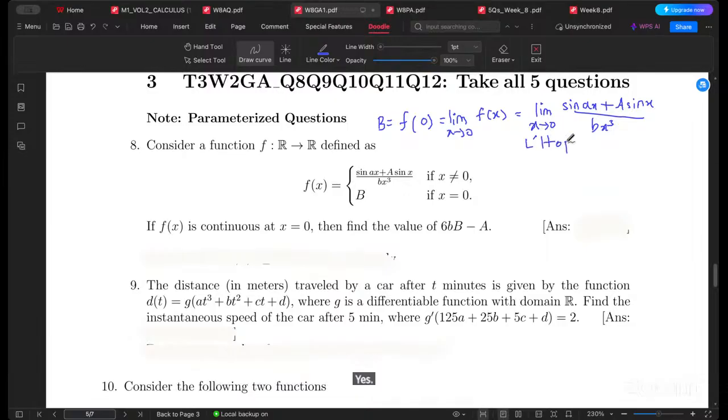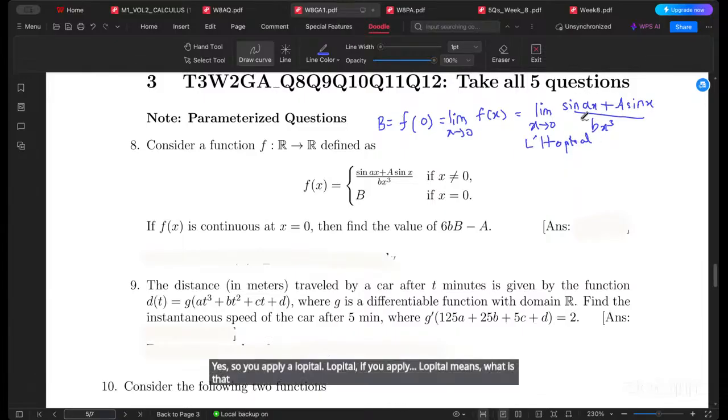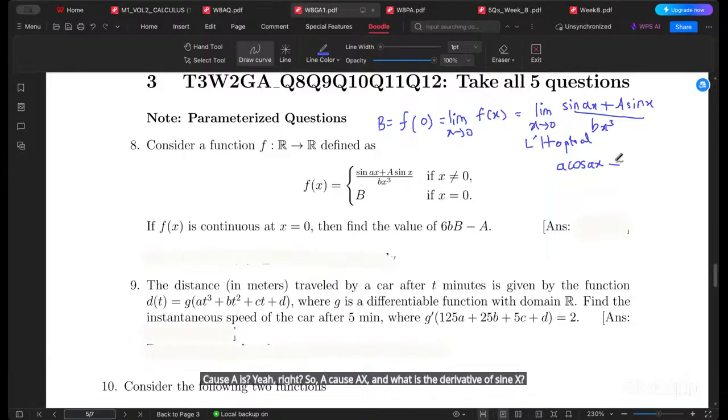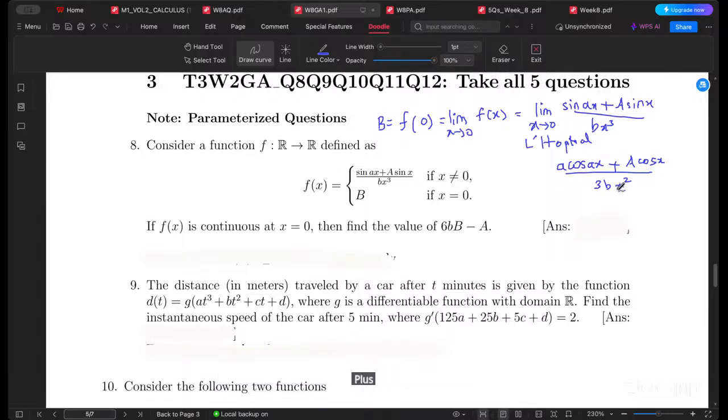Yes, so you apply L'Hopital. L'Hopital means you have to differentiate the numerator and denominator. So what is the derivative of sine ax? Cos ax into a, so a cos ax. And what is the derivative of sine x? cos x. Right? See, you are giving me the answer. There is nothing I have to do. Then the denominator is 3bx square, right? Yes, that's all. And now you have a cos ax plus a cos x by 3bx square.